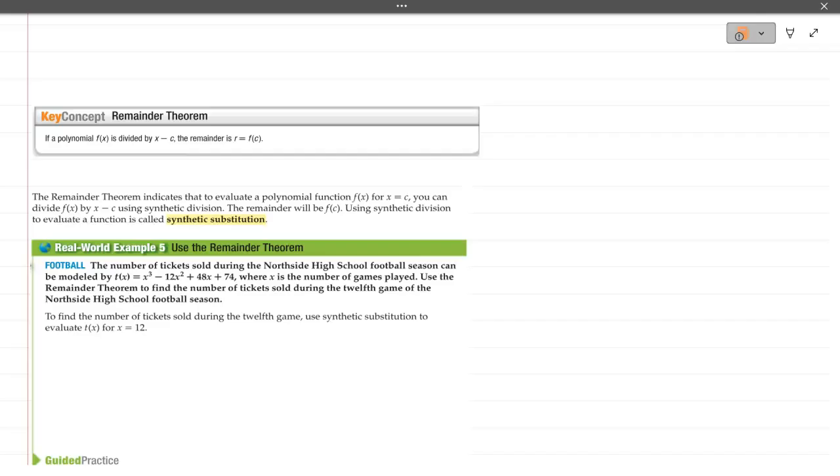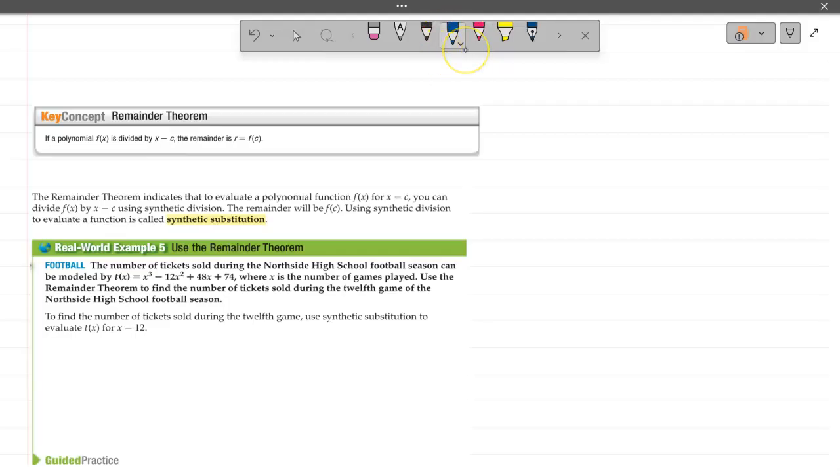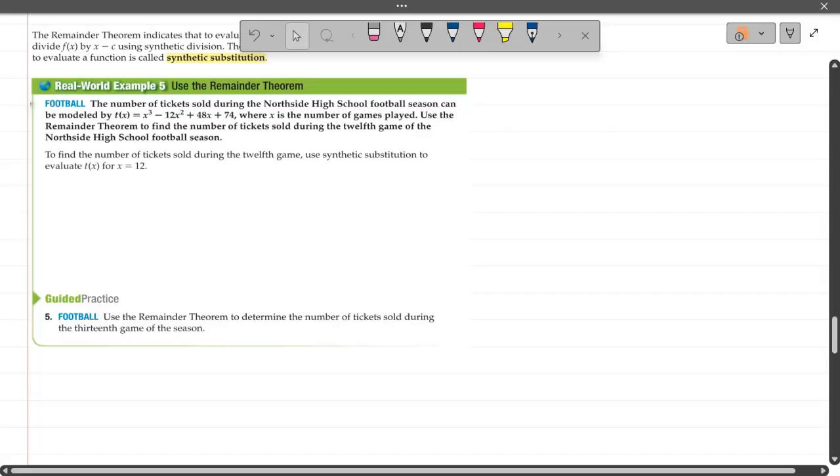value. So if we want to find the number of tickets sold at the 12th game of this football season, we know that x equals 12. Notice this is going to be a little bit different than what we've been doing when we do synthetic division, because we're not going to change the sign when we put it into our box.